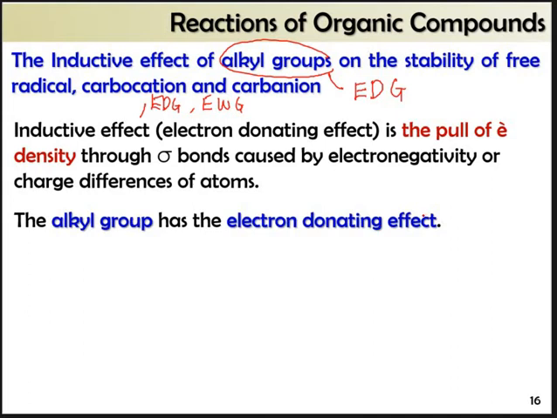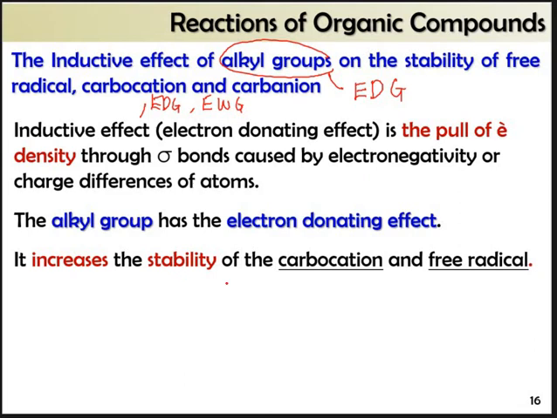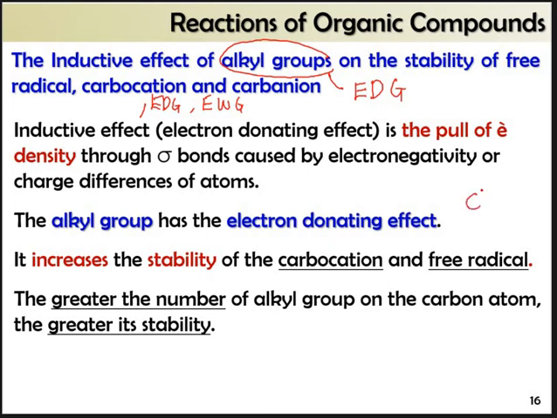That means dia akan increase the density of the electron pada carbon pada intermediate tersebut. Okay, so it will increase the stability of the carbocation and free radical. Okay, why? Because the carbocation and free radical, let's say the free radical of carbon, they are lack of electron, kurang electron. So if we have the alkyl group that is an electron donating group, it will give more stability to the carbocation and free radical of carbon, because they lack electron.